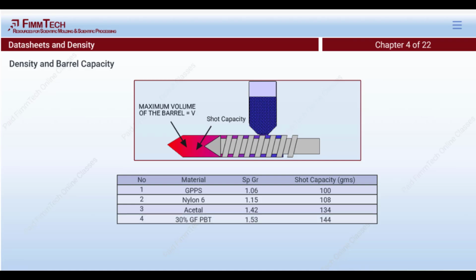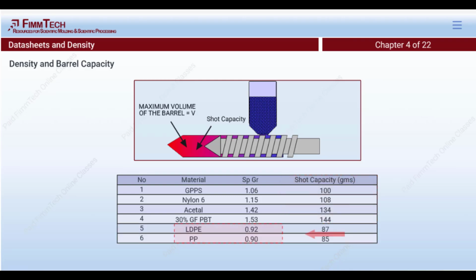If I go to a 30% glass fill polyester with a specific gravity of 1.53, then the shot capacity goes to 144. So as the specific gravity changes, or in this case increases, the shot capacity also increases. Now look at this.